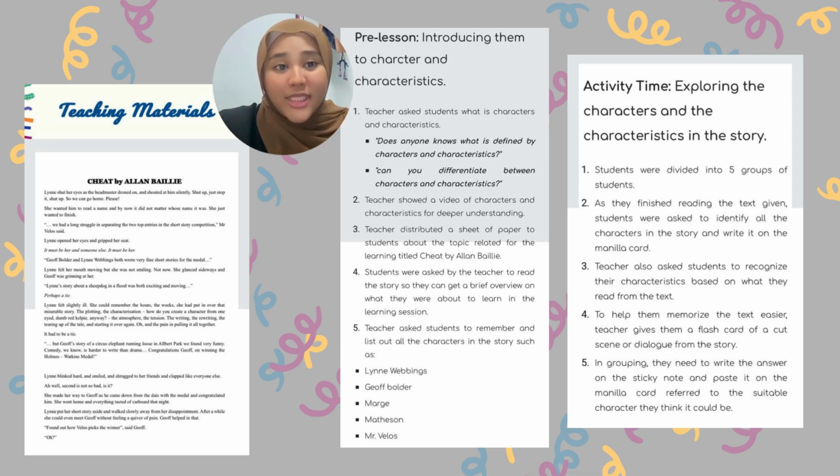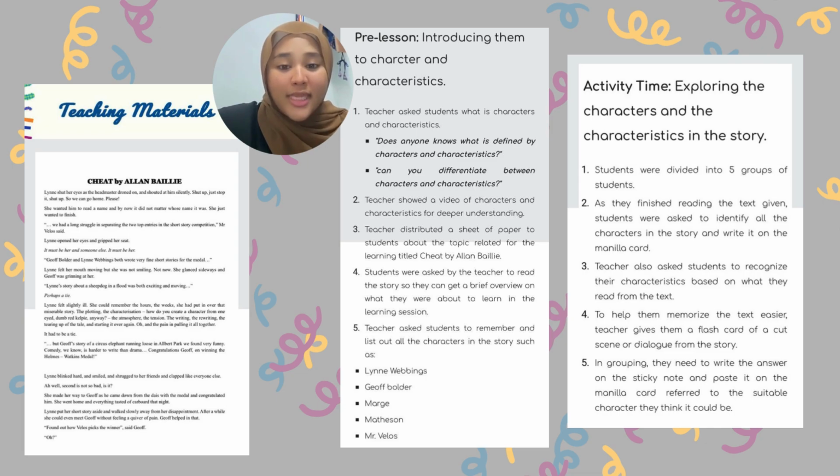Now let's move on to teaching materials. For this part, I chose a short story titled Cheat by Aidan Bailey. The first thing that I did during the lesson was introduce them to character and characteristics. I asked them a few questions. Do they know what is defined by character and characteristics, and how can they differentiate the two literary elements, because they seem similar and it might be confusing for them to identify which is character and which is characteristics.